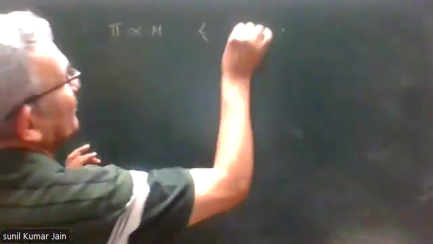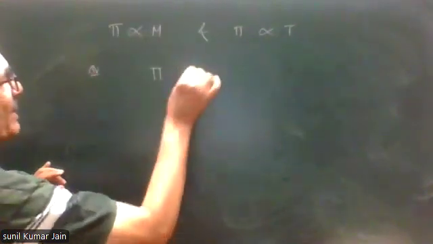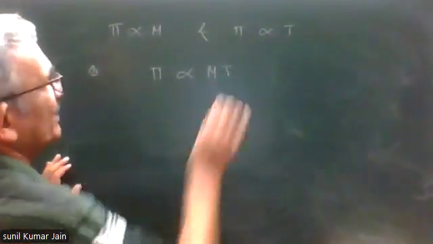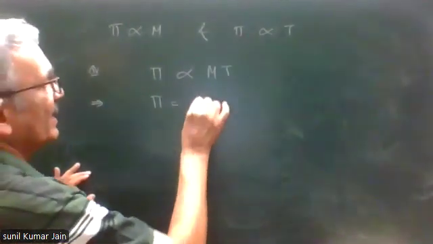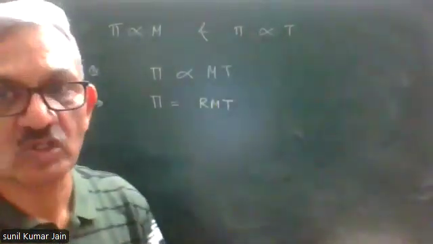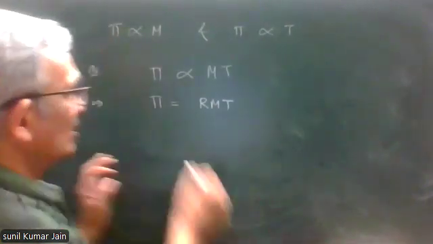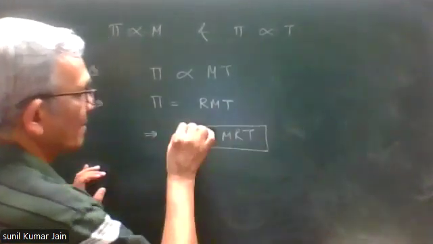Now copy from the board. Symbol for osmotic pressure is pi. So pi is directly proportional to molarity and directly proportional to temperature. Or I can say pi is directly proportional to M into T. Or I can say pi is equal to R, where R is the gas constant, R into MT, or I can say pi is equal to MRT.